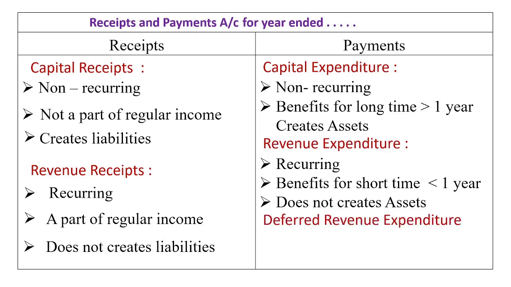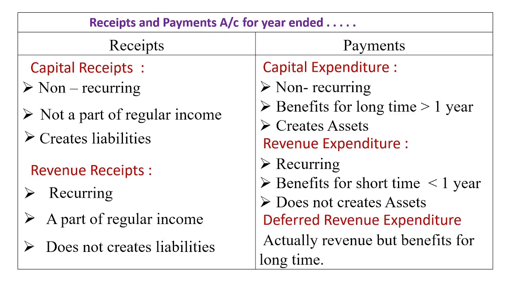And third kind of expenditure is deferred revenue expenditure. They are actually revenue, but the benefit of this kind of expenditure is received for a long period of time. Hence, they are called deferred revenue expenditure. Okay, like this way you have to remember various kinds of receipts. There are two types of receipt, capital receipts and revenue receipts, and capital expenditure and revenue expenditure.